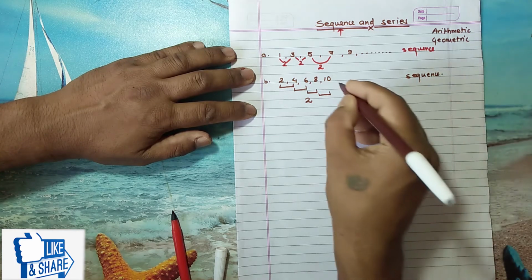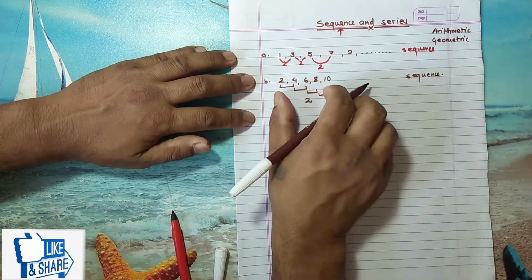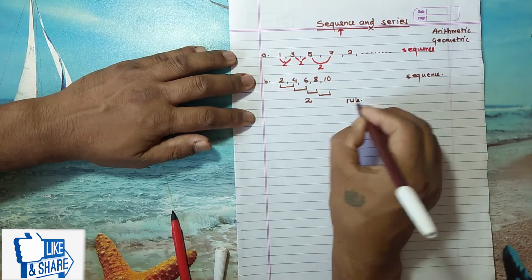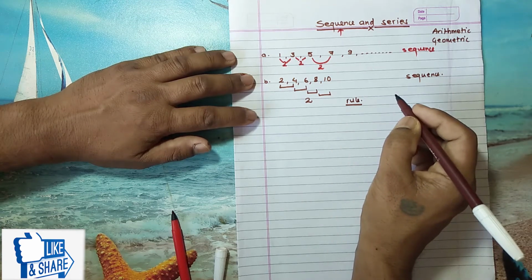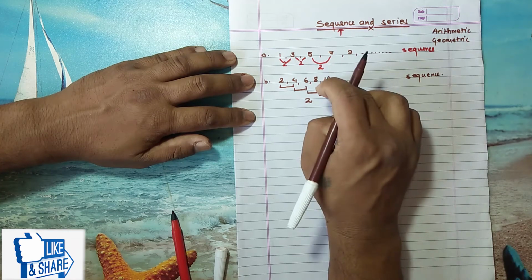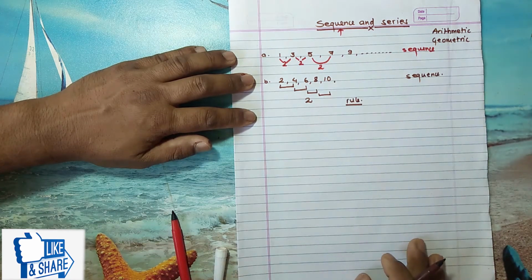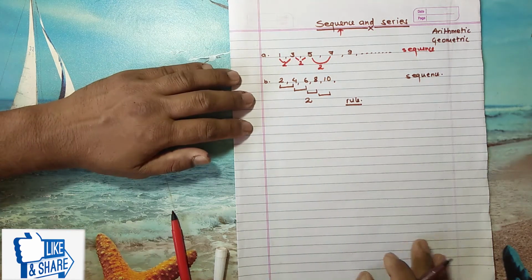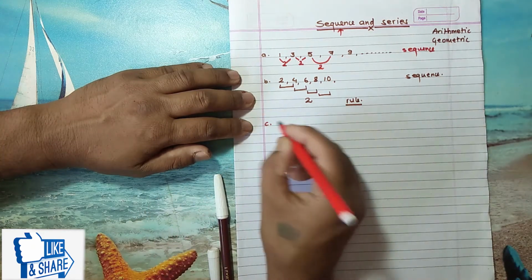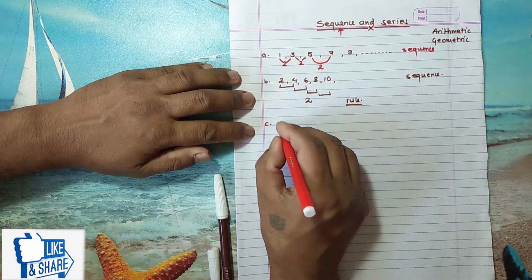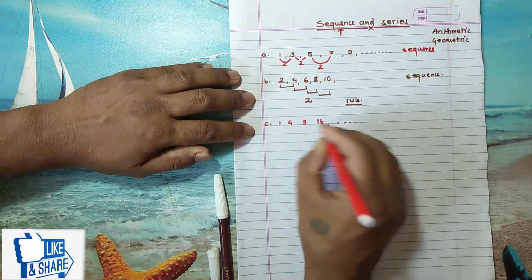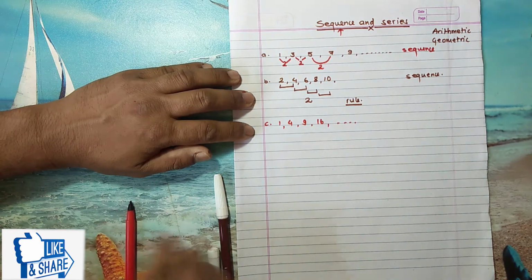That means to be a sequence, a set of numbers which are arranged must follow a certain rule. If they are following a certain rule and we can easily predict the next successive term of a certain term, then we can call it a sequence. Let's take another example. Suppose C. Here we can take 1, 4, 9, 16 and so on. It's also a sequence.